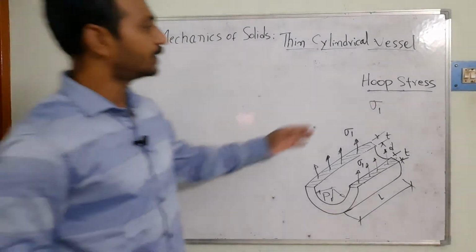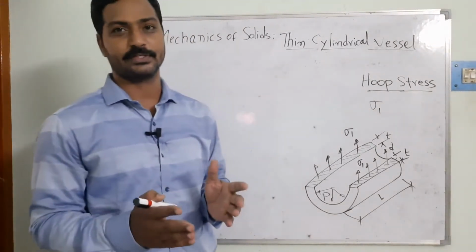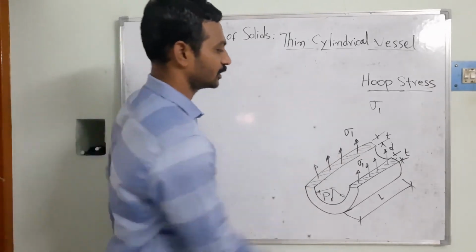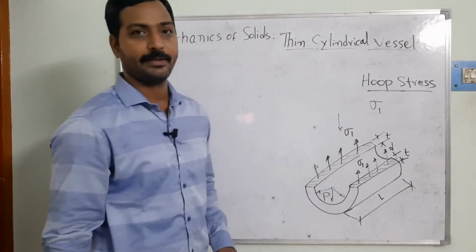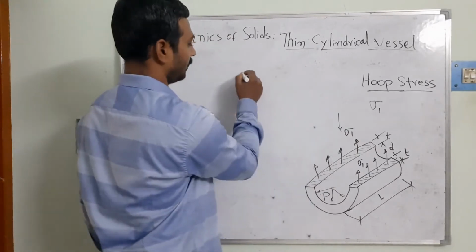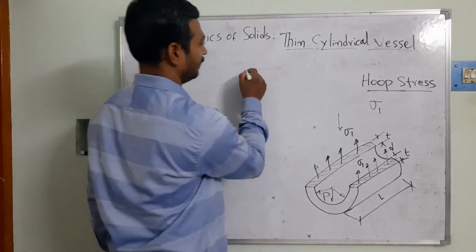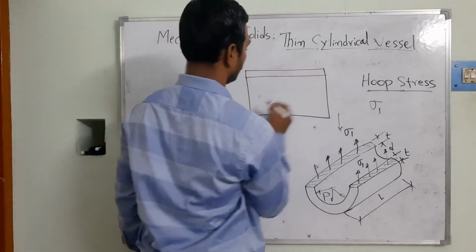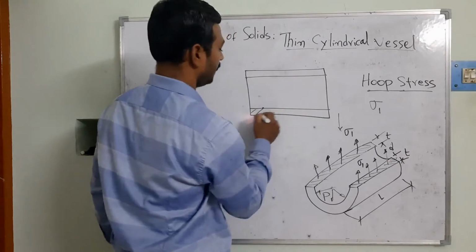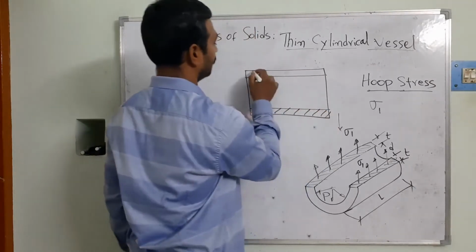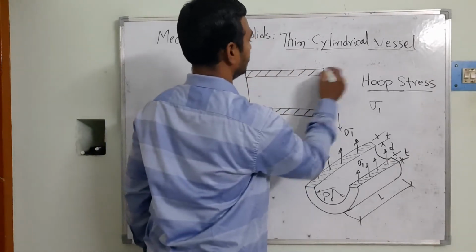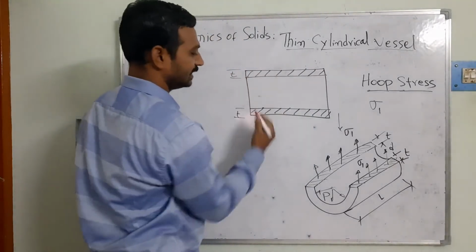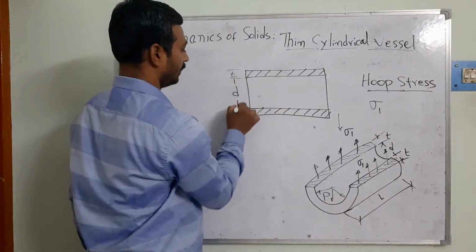So here we need to find out the hoop stress. How could you find it? I am going to take the projection of this object. When I take the projection, I get the top view, which I am going to draw over here. It is like a rectangular box. This is the thickness of the material existing on both sides of the diameter. This is the thickness, and here is another thickness, and this represents the diameter of the pressure vessel.